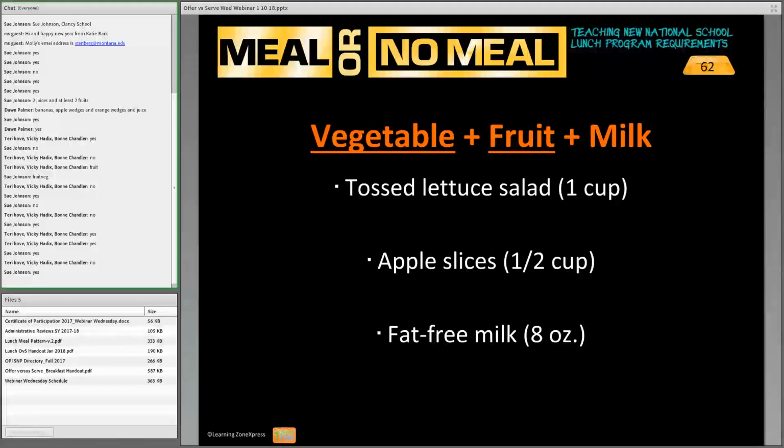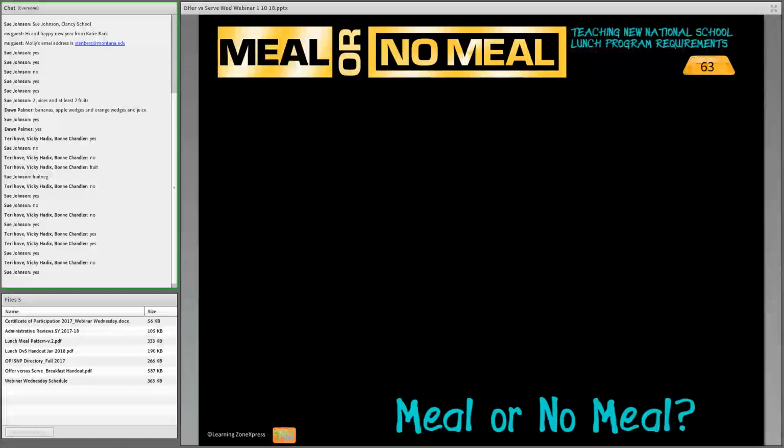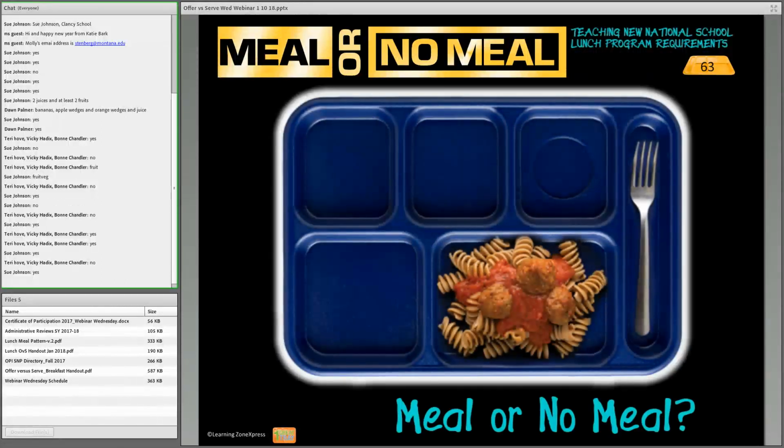point that you don't always have to take the entree. So the entree is optional under offer versus serve as long as they have 3 of the 5 components, and the milk is optional. So it's been years since, I guess, we thought that milk, you had to take it. You don't have to take the milk now, but you do have to have 3 of the 5. If you're not taking a milk, then make sure that you have water readily available for those students that aren't choosing milk.